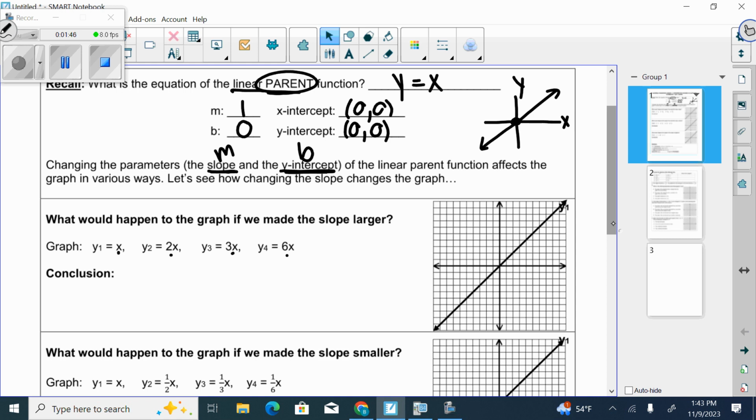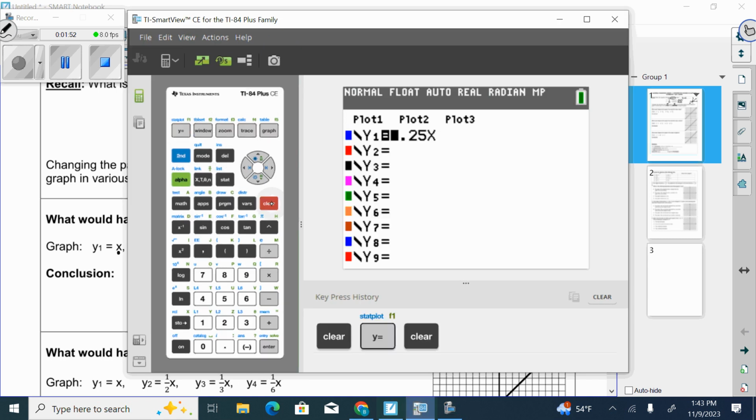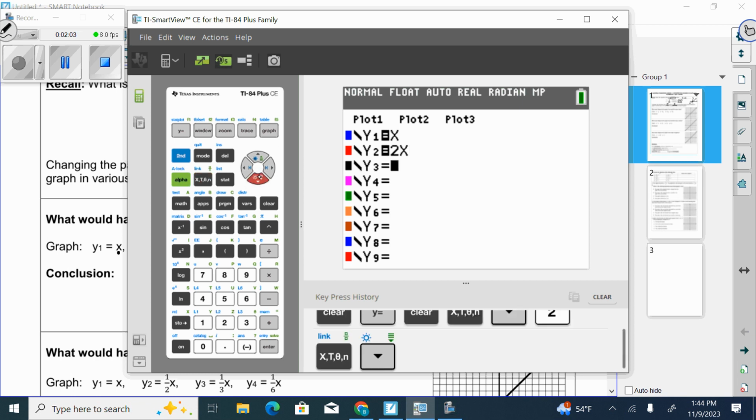All right, so I'm going to go put all of those in my graph. So it says in y1, we're supposed to put the function x. And then it says to put in y2, 2x. And in y3, 3x. And lastly, in y4, we're supposed to put in 6x. So everyone needs to type these in to y equals on their graphing calculator. And then we're going to hit graph and see what happens. So it's going to graph them in order, starting with y1 all the way to y4.